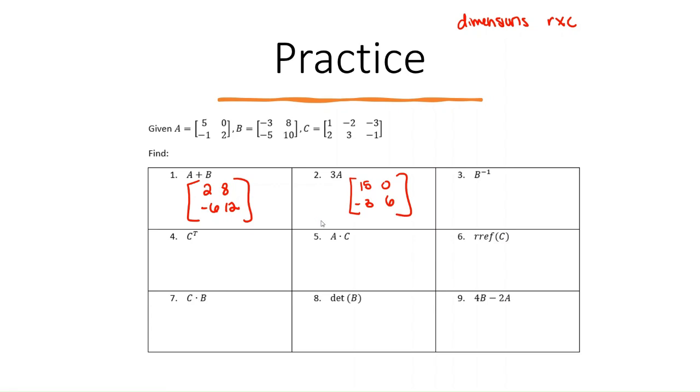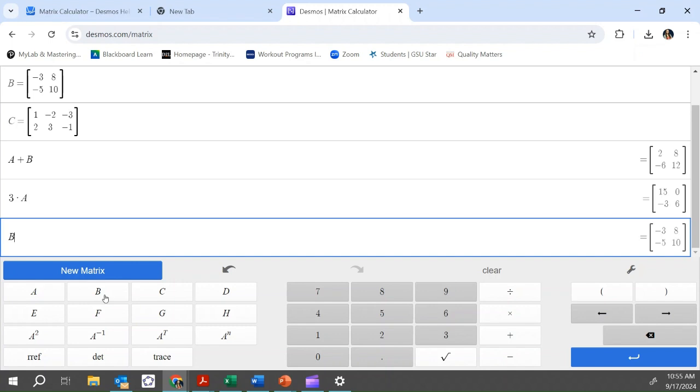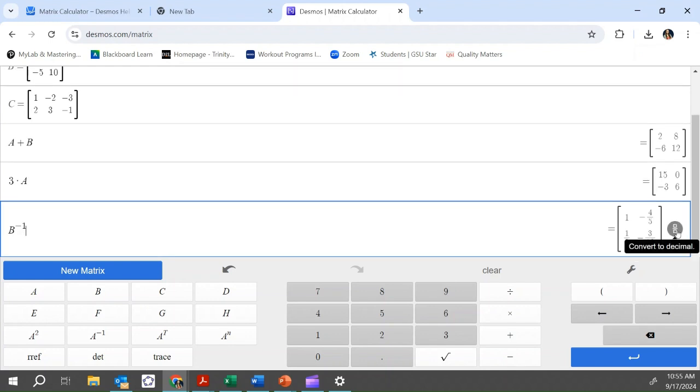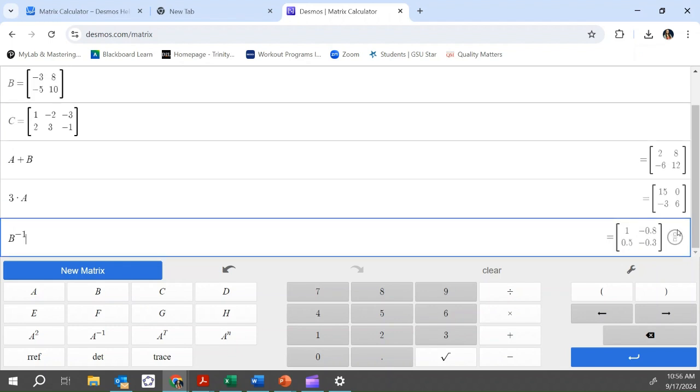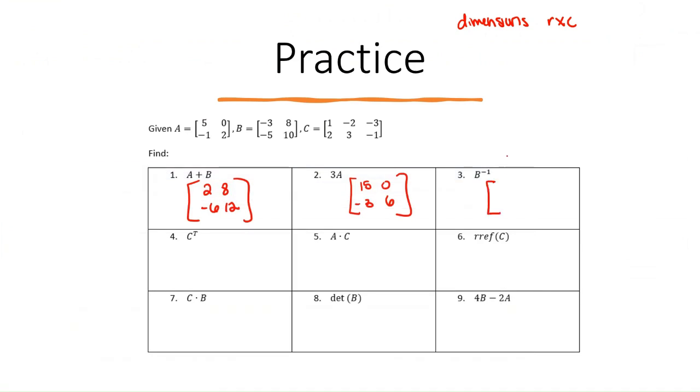Next one wants us to find the inverse of B. So I'm going to hit B, and then the inverse is right here. You see that negative 1 power, that stands for the inverse. If I click that, it is going to give me the answer in decimals by default. If I like decimals, okay, that's fine. If I want to change it to fractions, I can click that little button there, and it's going to convert between decimals and fractions. So this is preference for you; either one is okay. I did mine in decimals, so I will write mine in decimals here: 1, negative 0.8, a half, and negative 3/10.